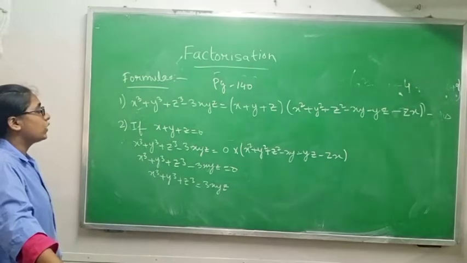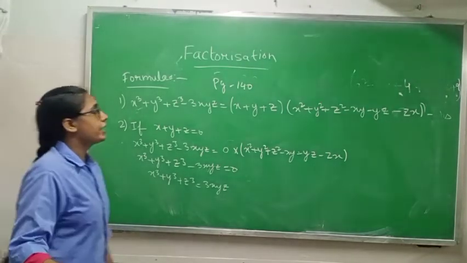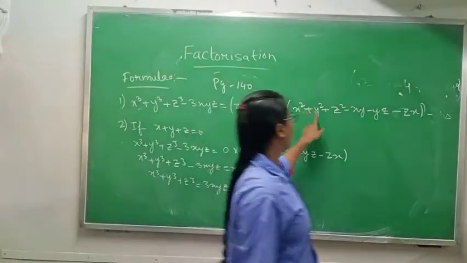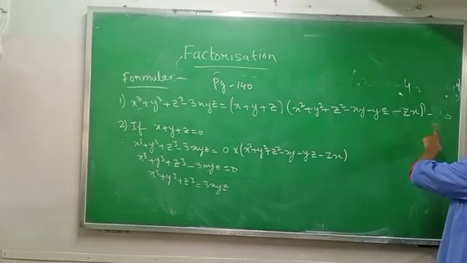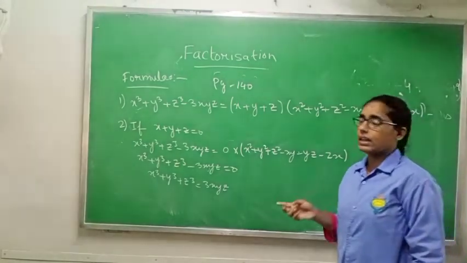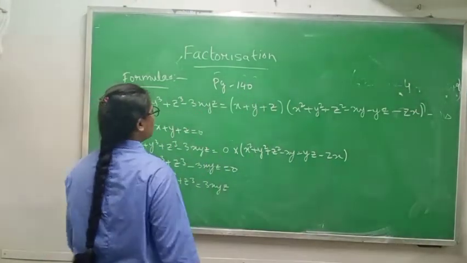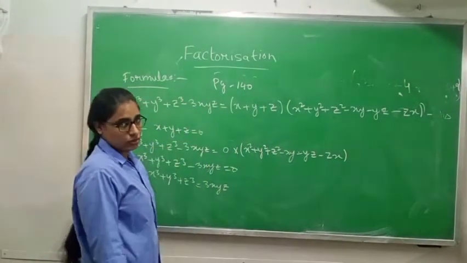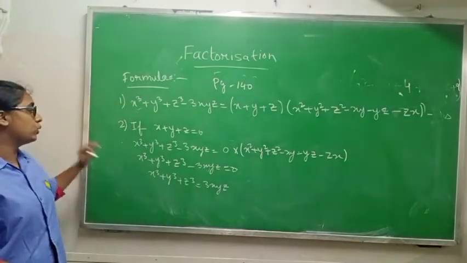x cube plus y cube plus z cube minus 3xyz equals (x plus y plus z)(x square plus y square plus z square minus xy minus yz minus zx). Means when you have three variables x, y, z, each with a cube, and along with that you have 3xyz, then the formula is this. We'll use this formula.